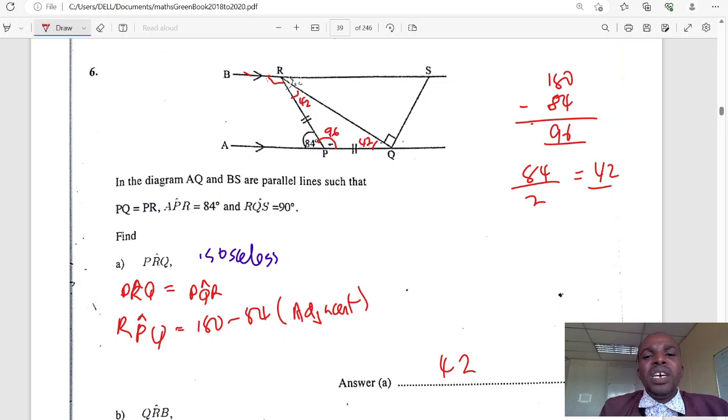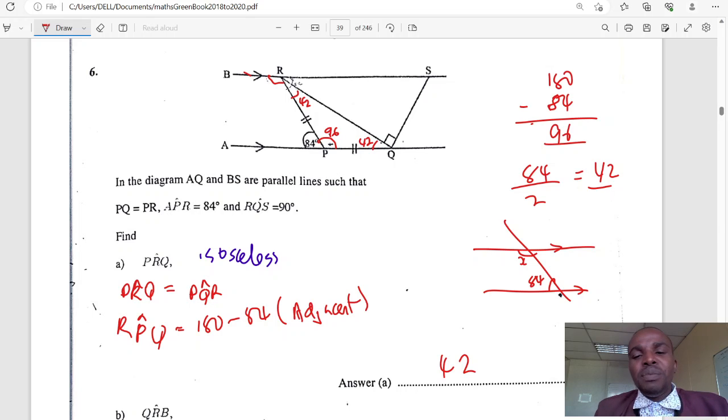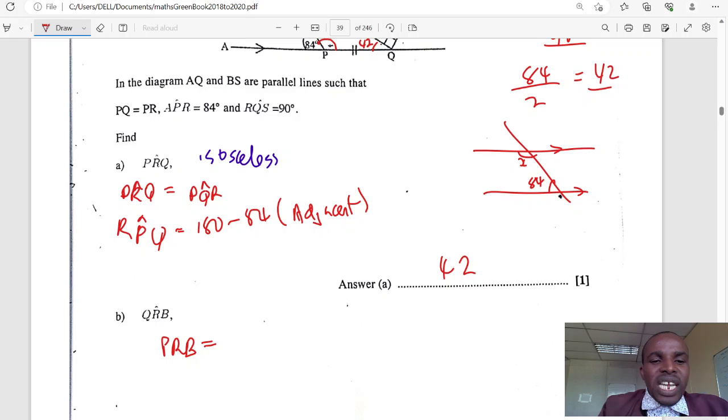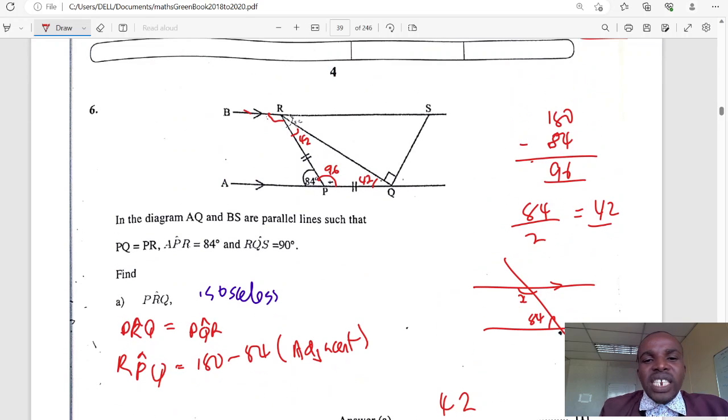How can you find PRB? You can use interior angles on parallel lines. These are co-interior angles. This angle, which is 84 here, plus this angle, I can call it x, are supplementary, which means they add up to 180 degrees. So you can say PRB is 180 minus 84, which is equal to 96. Or you can even use Z angles. So 96, then 96 here on this side. These are Z angles also. It's equal to RPQ. It's still the same thing.